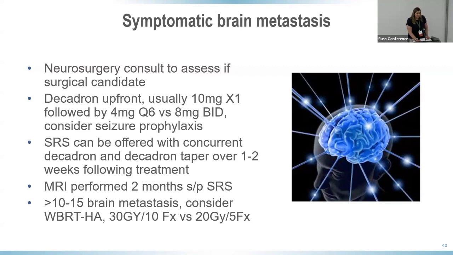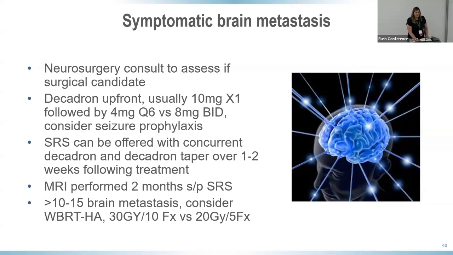SRS is a really good option to treat someone with a symptomatic brain metastasis, especially if they're not a candidate for resection. We want to get them in, get them on Decadron, and then we taper that Decadron over 1 to 2 weeks following our treatment to make sure that we account for any swelling and side effects. We perform an MRI at approximately 2 months after the stereotactic radiosurgery to see a treatment response. For patients with greater than 10 to 15 metastases, we're now looking at offering them whole brain at that point. And typically our setup is 30 gray in 10 fractions, so that's given over 2 weeks.